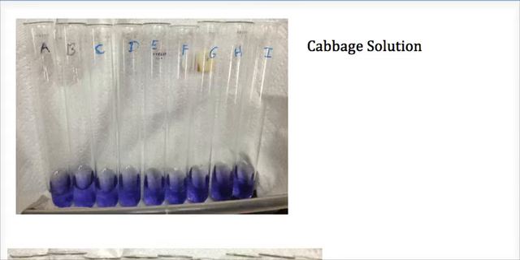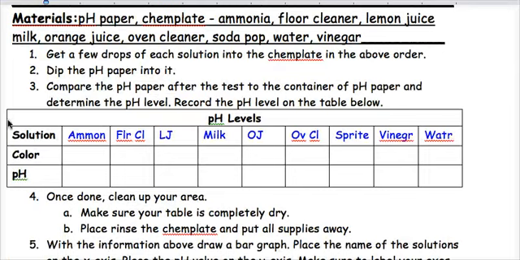We soaked hot water in some cut up purple cabbage, and we put about 10 milliliters in each of the test tubes, and we marked the test tubes A, B, C, D, E, F, G, H, and I. We recorded each of those solutions in our data table: ammonia, floor cleaner, lemon juice, milk, orange juice, oven cleaner, Sprite, vinegar, and water.